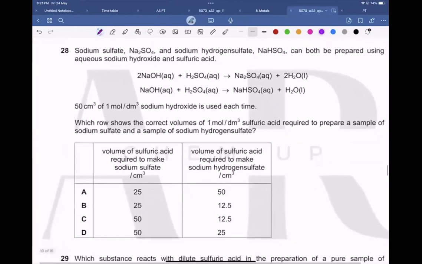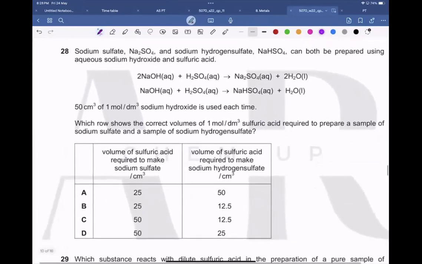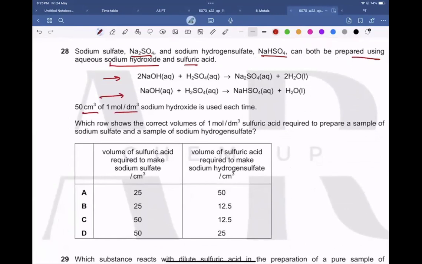Okay. Now question number 28. Sodium sulfate and sodium hydrogen sulfate can both be prepared using aqueous sodium hydroxide and sulfuric acid. 50 cm³ of 1 mol/dm³ sodium hydroxide is used each time. Which row shows the correct volume of 1 mol/dm³ sulfuric acid required to prepare a sample of sodium sulfate and a sample of sodium hydrogen sulfate?